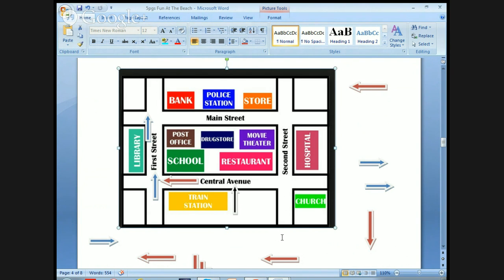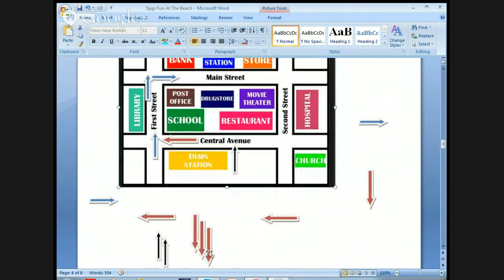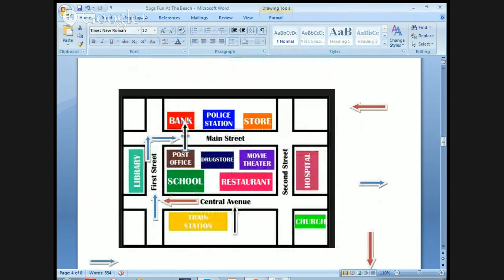I make a turn right, and the bank would be... What street am I turning right on? Main Street. Okay, turn right on Main Street. And the bank would be on my left. The bank would be on your left. Okay, great. Nice job. You got me to the bank.